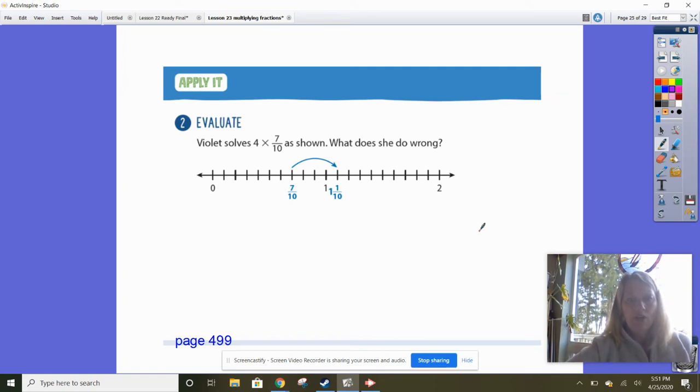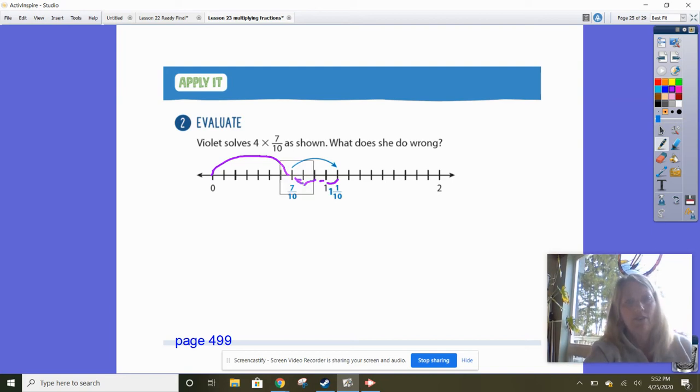Number 2 on page 499, Violet solves 4 times 7/10 as shown. What does she do wrong? Well, already I'm kind of wondering because it says 4 times 7/10, and she just has one hop. That seems odd. If it's 4 times 7/10, it seems like she should have 1 7/10 and then count the second. So what does she do? Oh, she's doing 1, 2, 3. I think I know what she's doing.